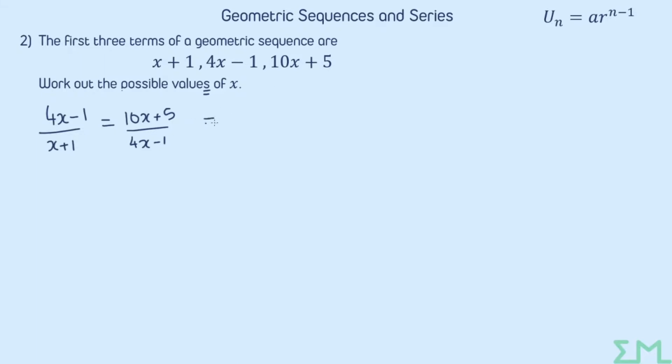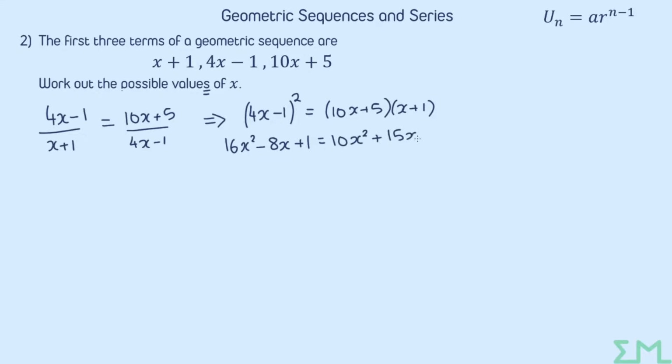Now that we've set up the equation, we can rearrange it. The nicest thing to do here would be to multiply up by the denominators. So that will give us 4x minus 1 squared is equal to 10x plus 5 multiplied by x plus 1. So let's expand this. We'll get 16x squared minus 8x plus 1 is equal to 10x squared plus 15x plus 5. So we've got a quadratic equation.